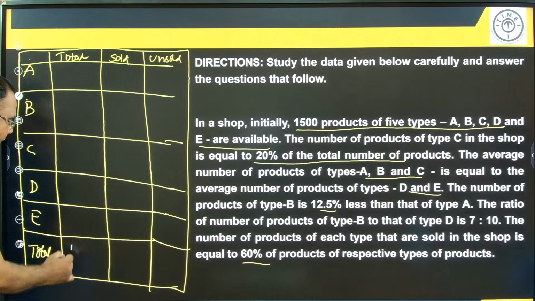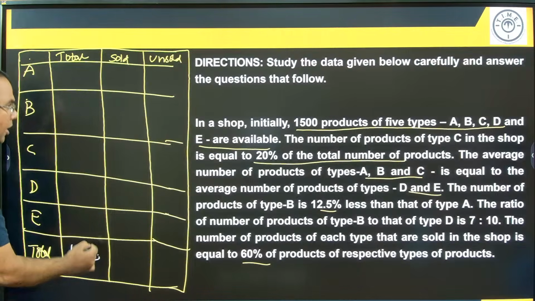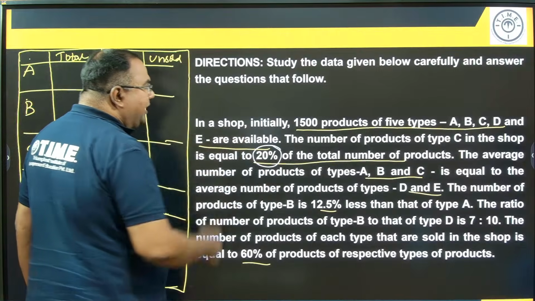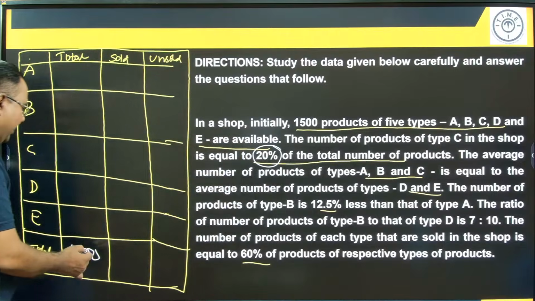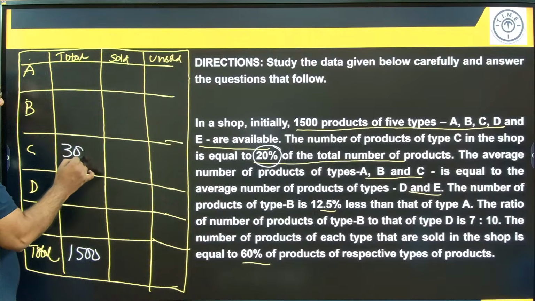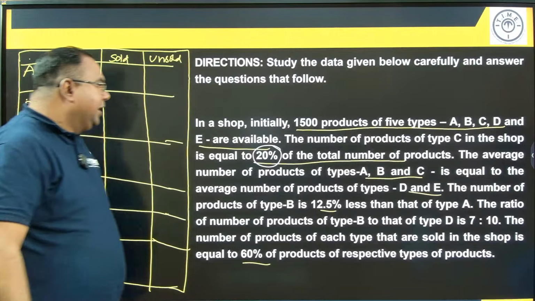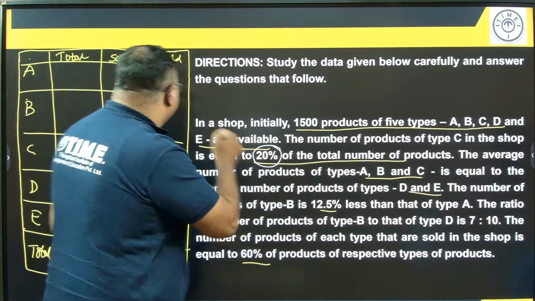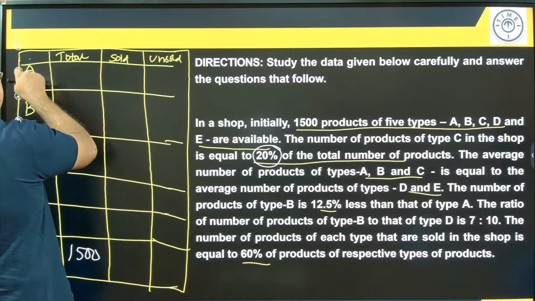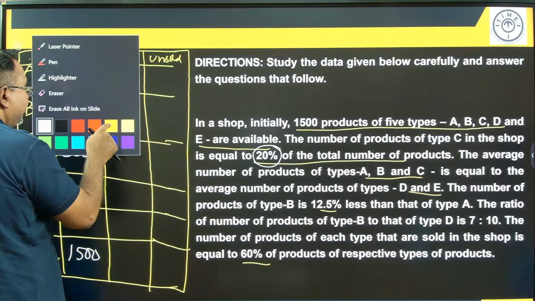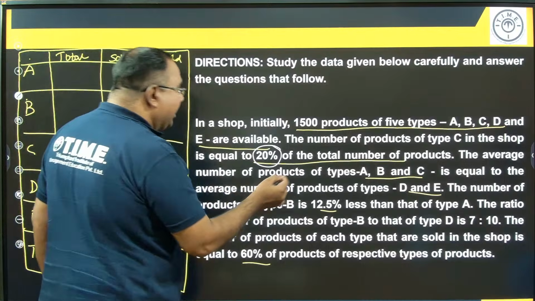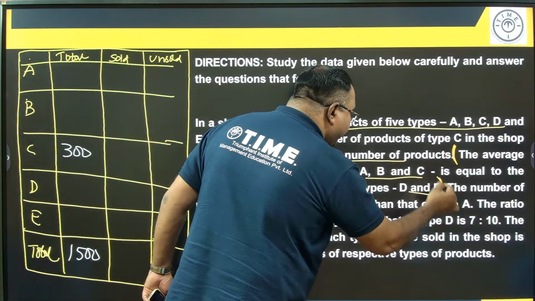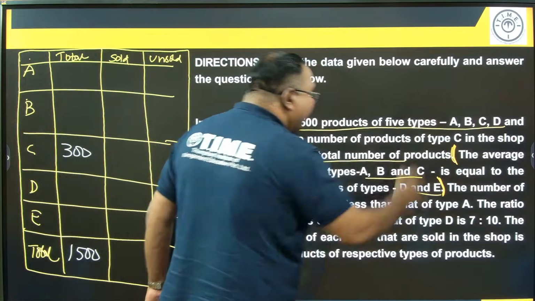Fine. Total products 1500. In that, see here, this point is given. In shop C, we have 20% of total products. 20% means shop C, we have 300. Okay. Then average number of products of ABC is equal to D and E. I'll come back to this point. Let me make a note. In the brackets, I'll come back to this.